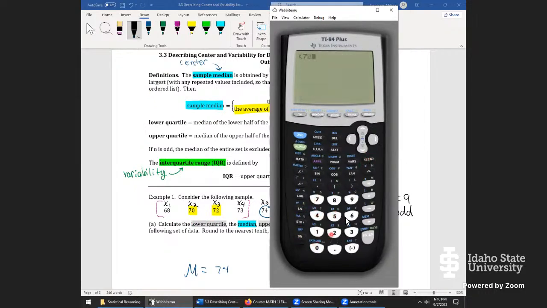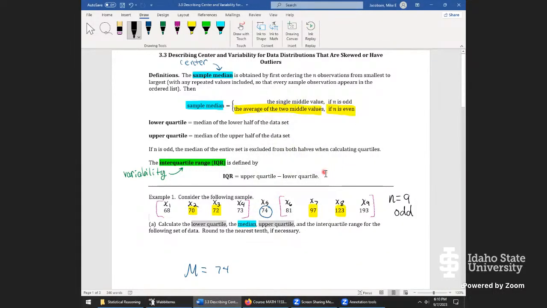Take 70 plus 72. I put the parentheses around them. They can see up here above 8 and 9. Then division by 2, since there's two observations. And that's our value of 71 that we're going to get for the lower quartile. Any questions about that so far? Okay, let's put the calculator away.